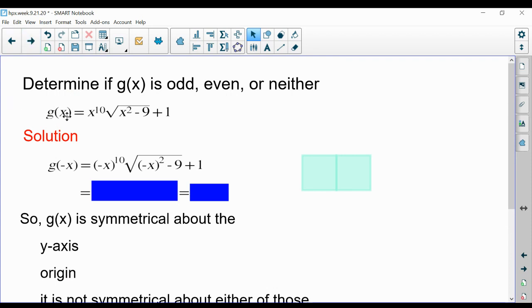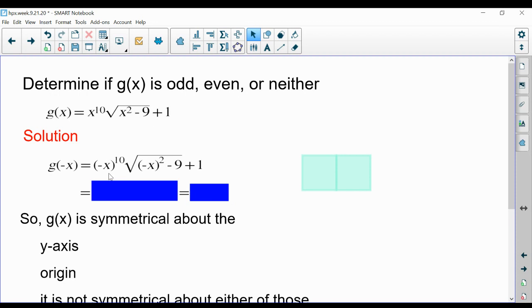Is this function even, odd, or neither? This looks like a crazy function. Well, replace all the inputs with the opposite of x. So the opposite of x to the 10th power times the square root of the opposite of x to the second minus 9 plus 1. I purposely put this here. If you're tempted to think that this equals x minus 3, you need to correct yourself. This does not equal x minus 3. You're not taking the square root of these two terms. You're taking the square root of the whole difference.